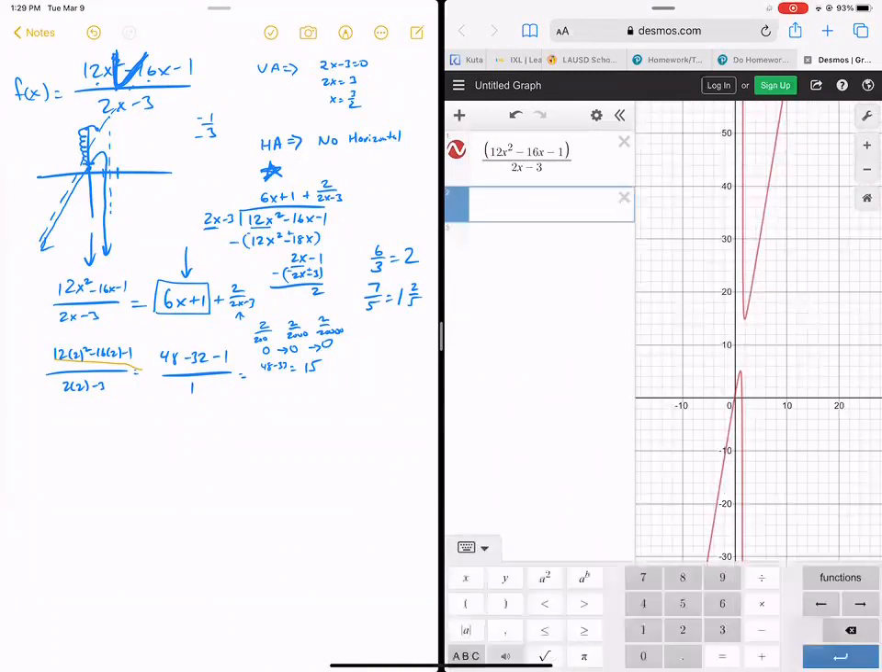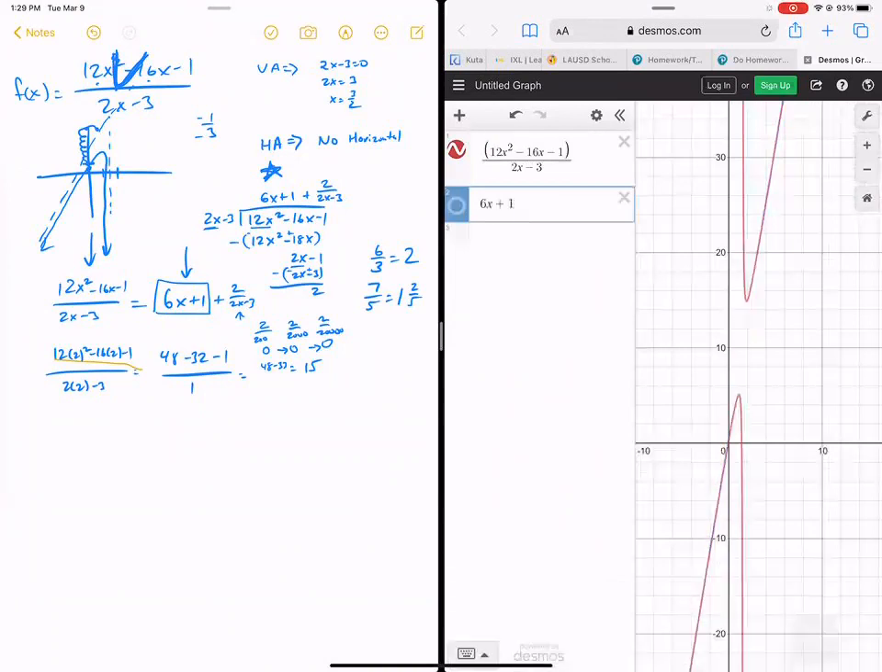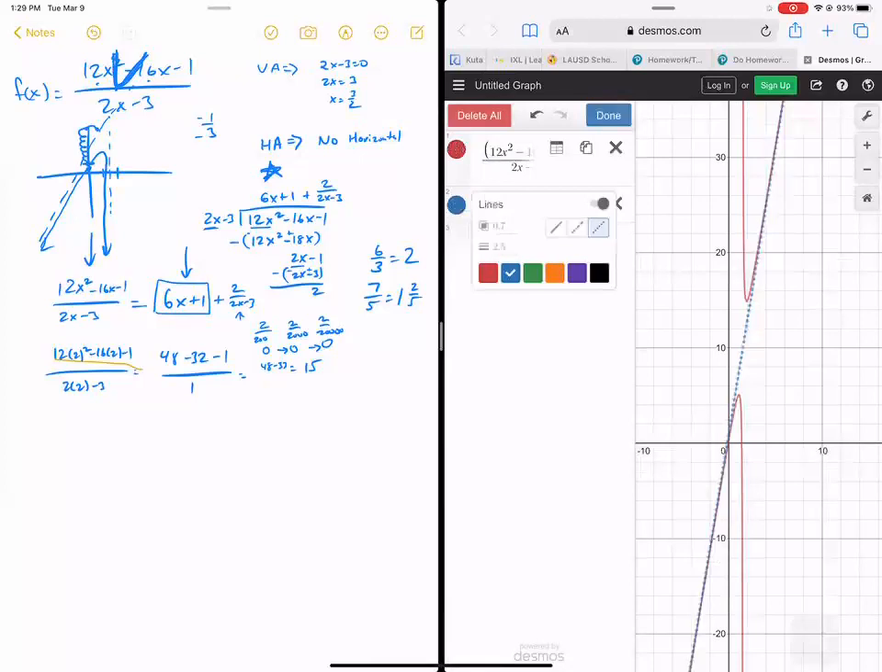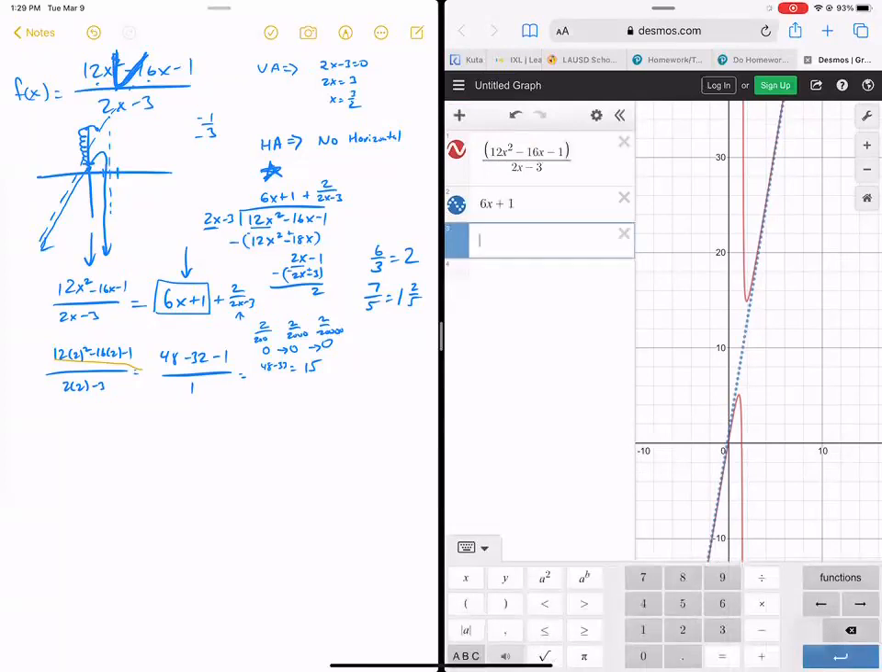Let me double check. Is this the same graph as 6x plus 1? Right, 6x plus 1? This is our slanted asymptote here, folks. If you take a look, that's my slanted asymptote. Just the front part of the graph. Okay. And I'm going to include one more. I'm going to include the vertical asymptote. We said it was going to be at positive 3 divided by 2.